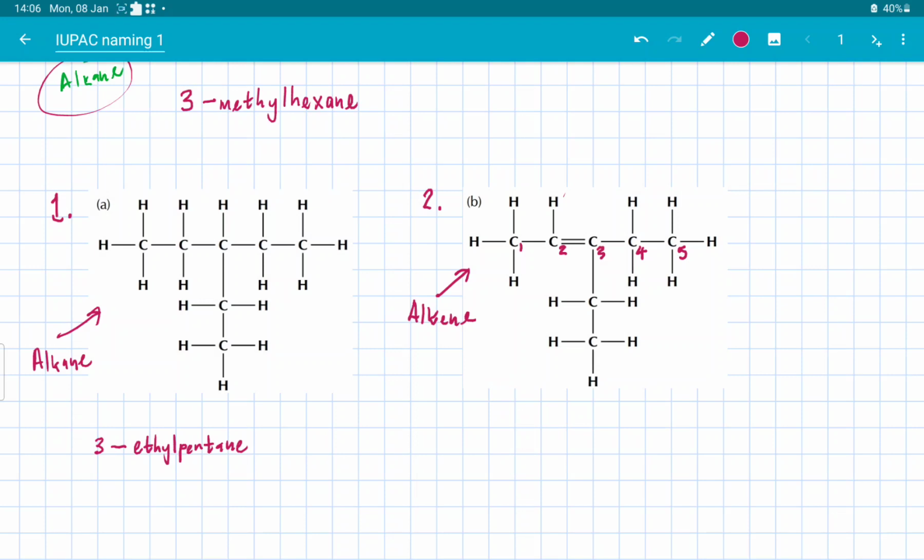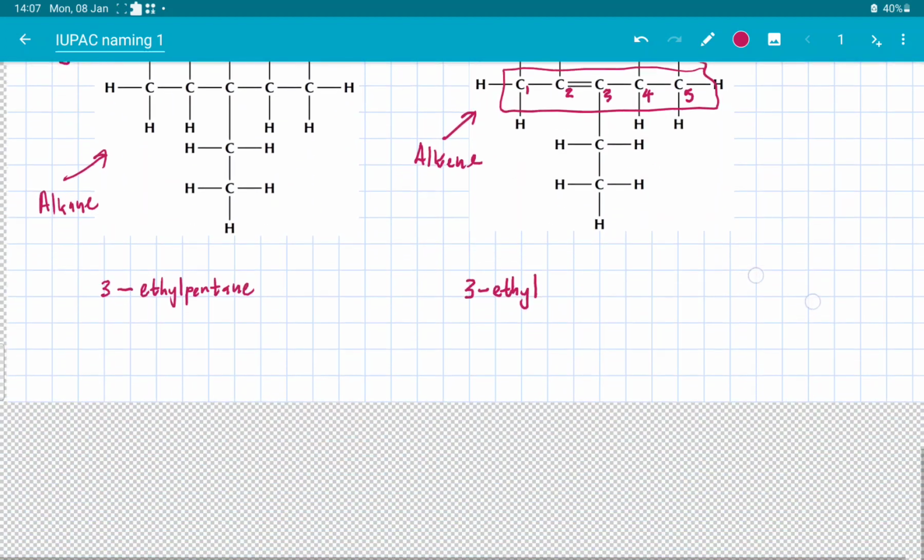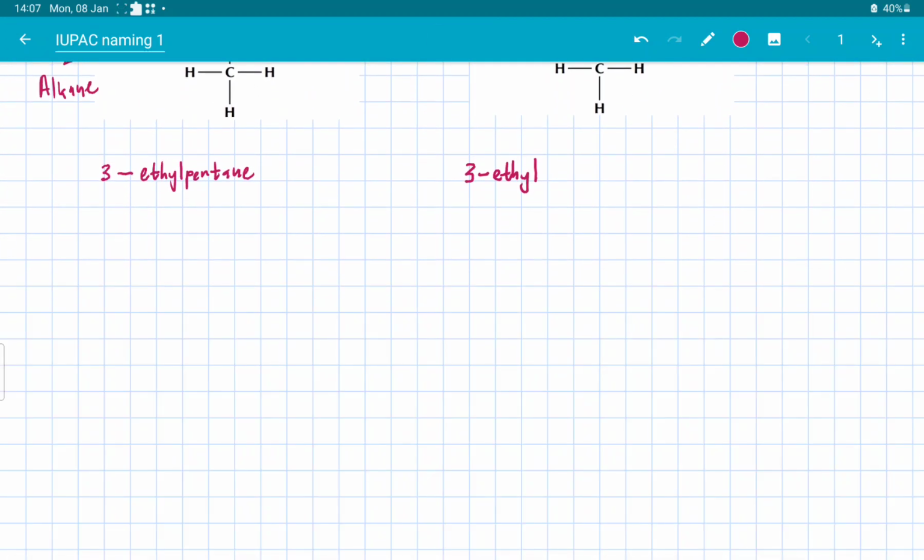Start numbering by doing what? Include the functional group as part of the main continuous chain. Then number such that the functional group is at the lowest possible number. And then if there's a side chain, mention the position of that chain first, then its name. So the name of that side chain is ethyl. Where is this ethyl? Coincidentally, it's at carbon 3 again. Ethyl. The main continuous chain has 5 carbons. Remember, we don't count carbons in any side chain.